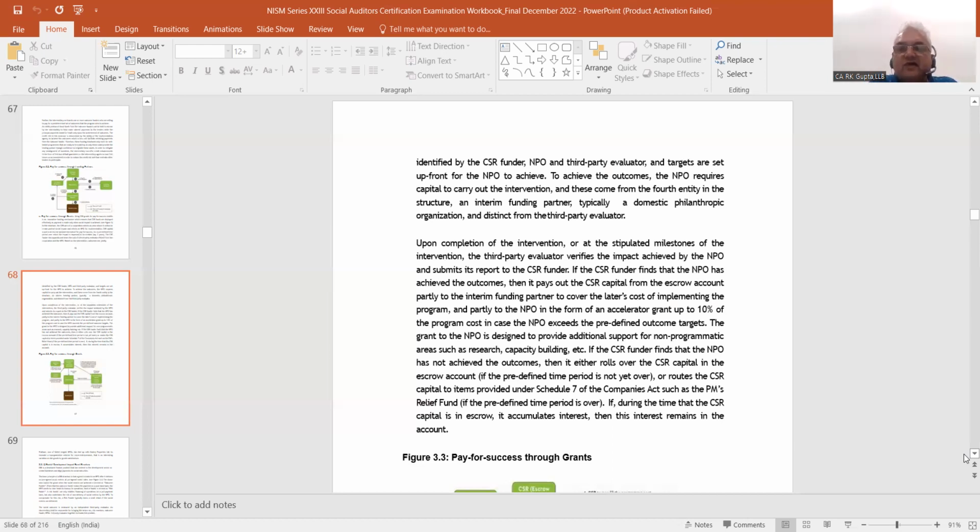If the CSR funder finds that the NPO has not achieved the outcomes, then it either rolls over the CSR capital in the escrow account if the predefined time period is not yet over, or routes the CSR capital to items provided under Section 7 of the Companies Act, such as the Prime Minister's Relief Fund.